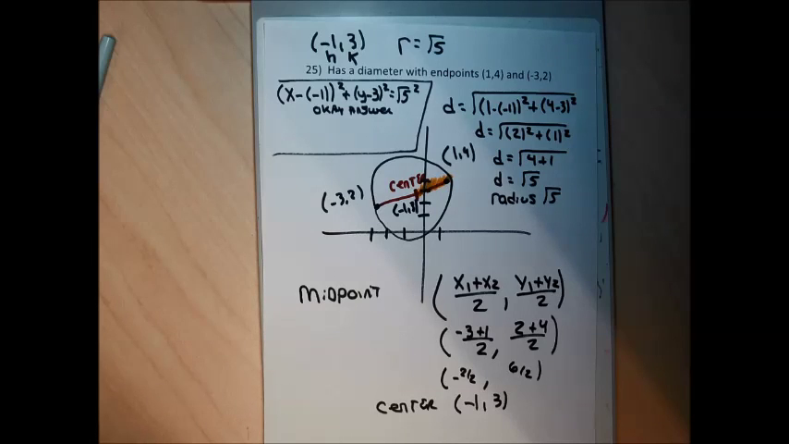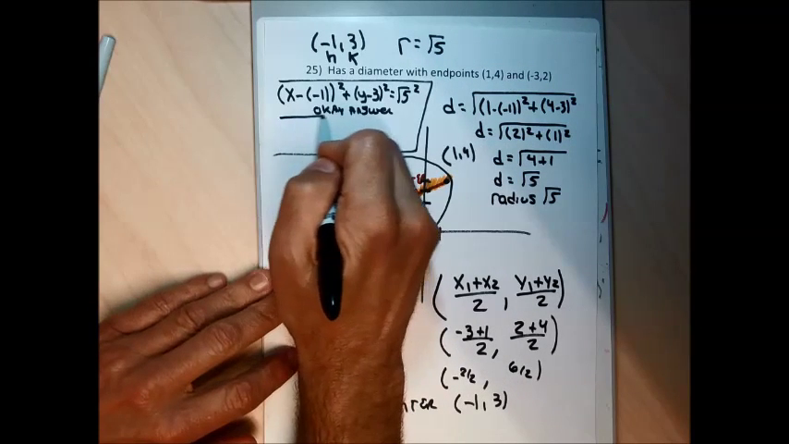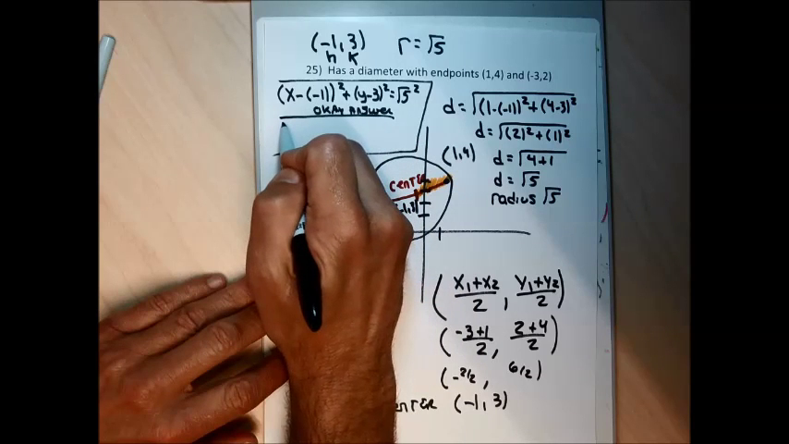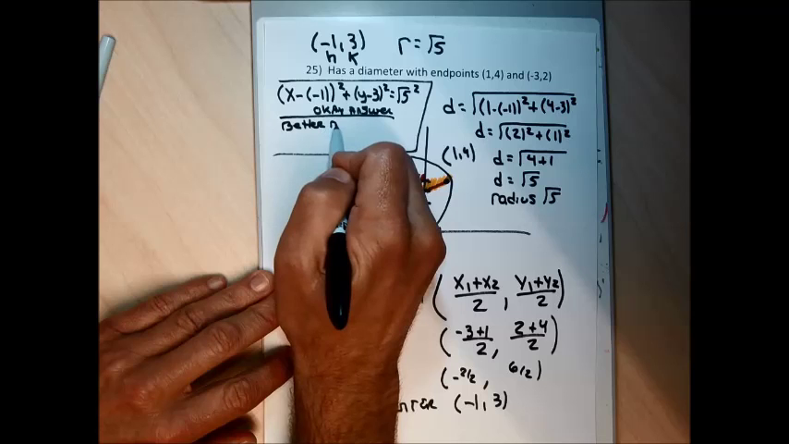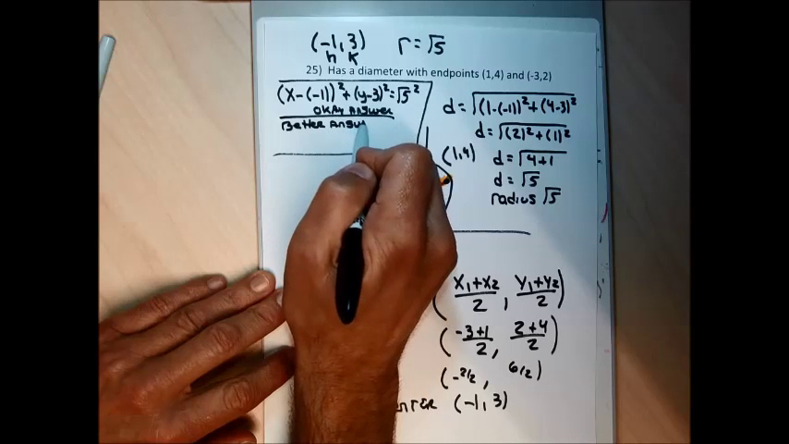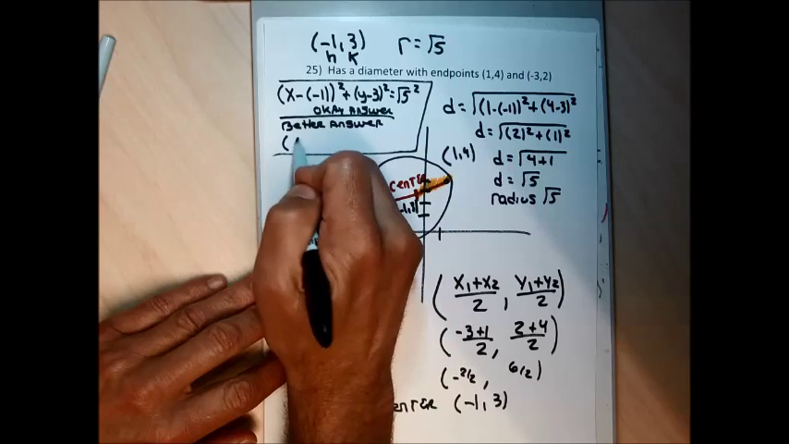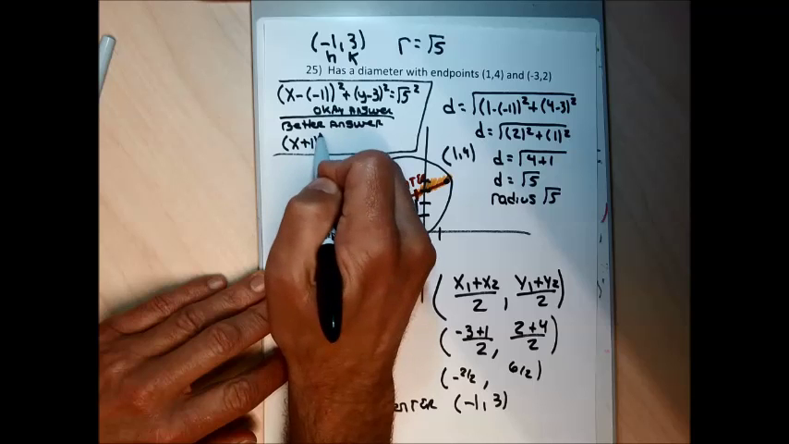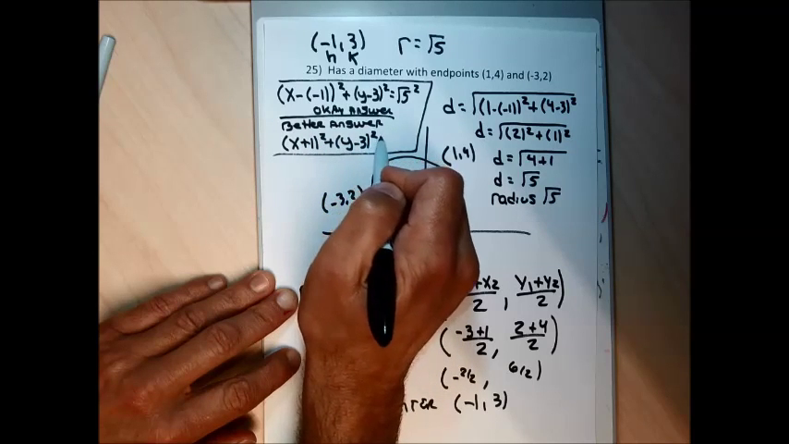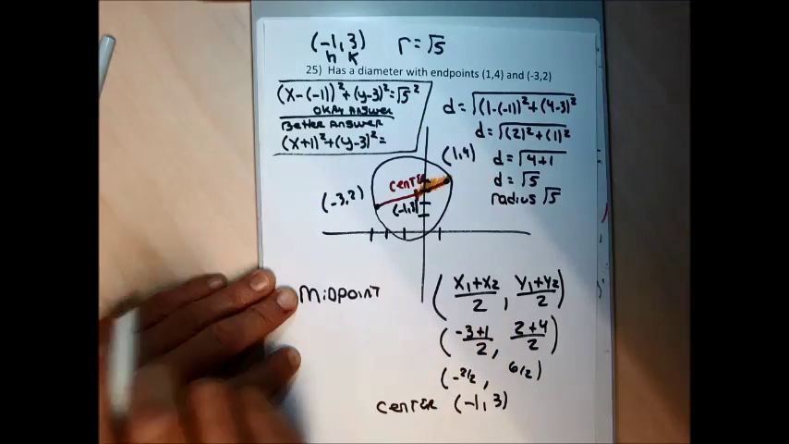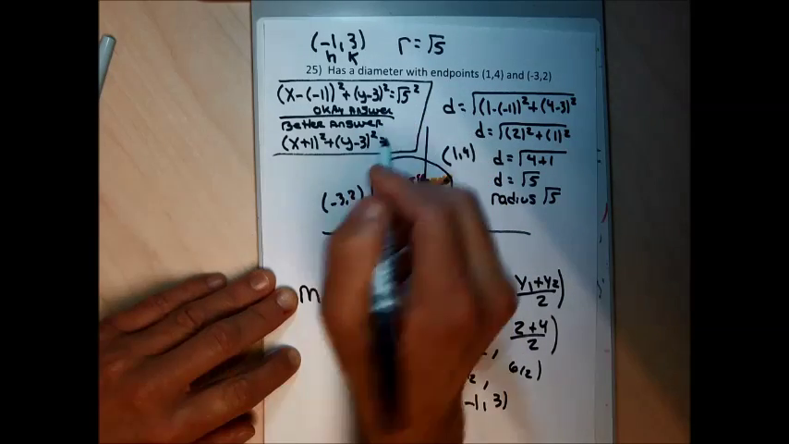I would probably write a better answer by getting the double negative inside the x parentheses turned into a positive. So writing (x + 1)² + (y - 3)² on the left-hand side, and on the right-hand side, the square root of 5 squared is just 5.